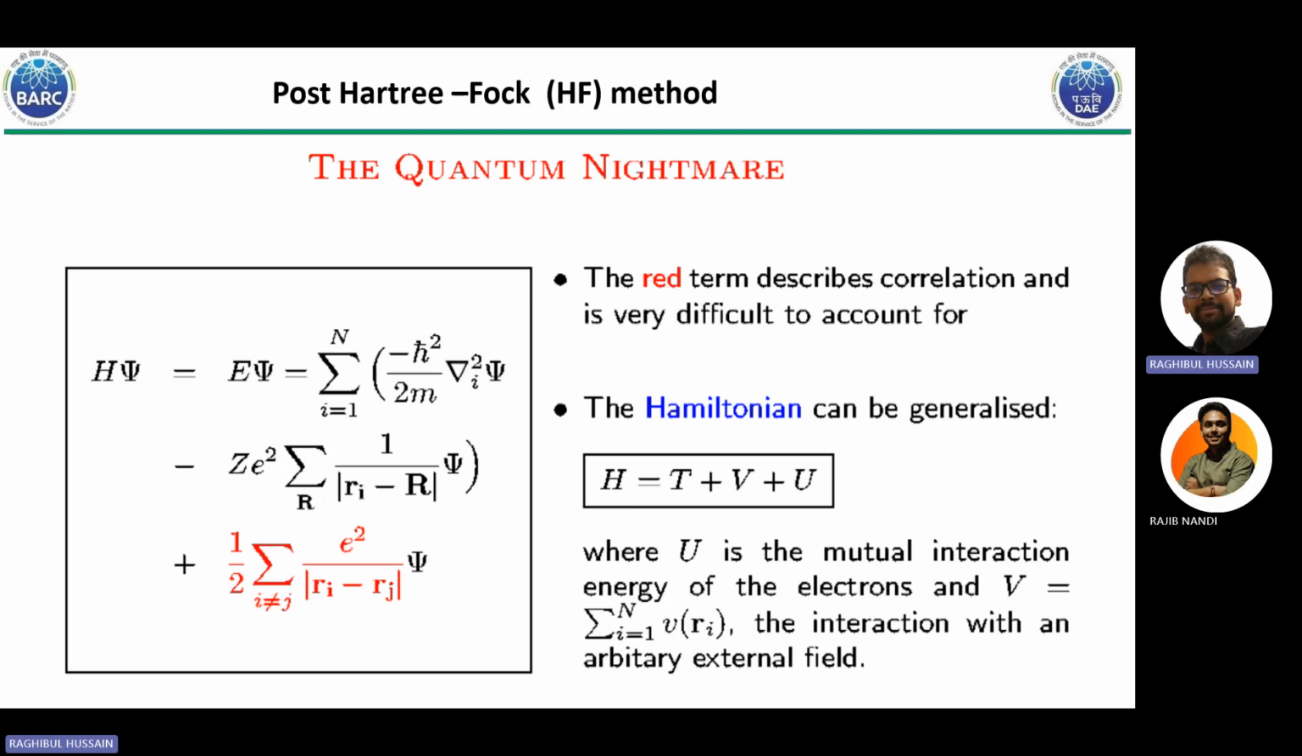Now the Hamiltonian we have already seen. This is T, the kinetic energy. This is the nuclear-electron interaction, which is also a one-electron interaction, keep in mind. We have approximated that. And then this U is basically the repulsion energy. So how will we go ahead with that?